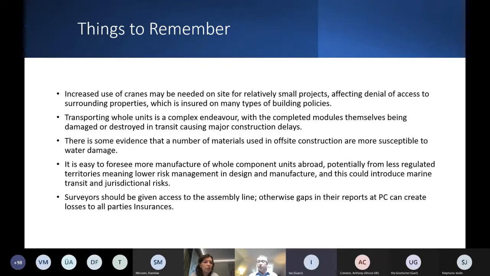The material used in offsite construction sometimes is susceptible to conditions at the manufacturing plant. That's why the air quality at that plant is very important and has to be taken into account. And it's easy to foresee the fabrication or manufacture of whole component units abroad, potentially from less regulated territories, and bring it into where you need it. That brings up all these questions related to transit and jurisdictions and the licensure and codes that have to apply.